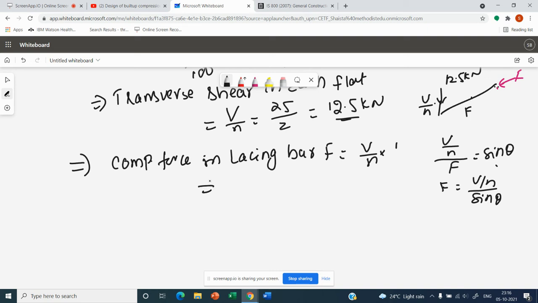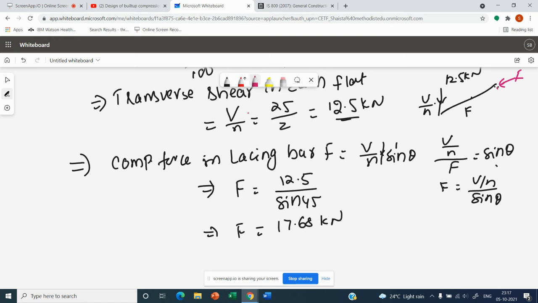Okay. So that I am doing it. F is equal to 12.5, V by N by sine theta. I can write it like this. Fine. So 12.5 is V by N, but theta is 45 degree. So sine 45. So we got the compressive force in the lacing as 17.68 kilonewton. Step 9 is also completed.